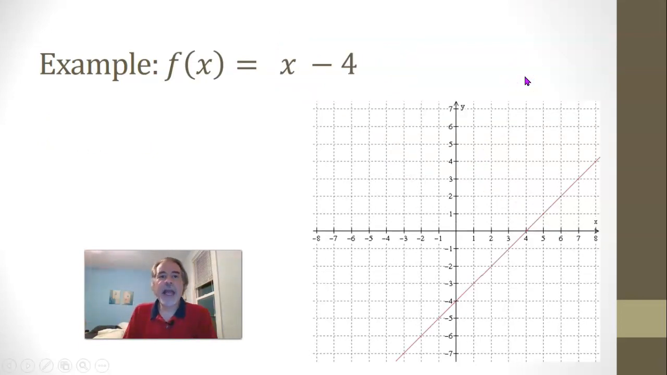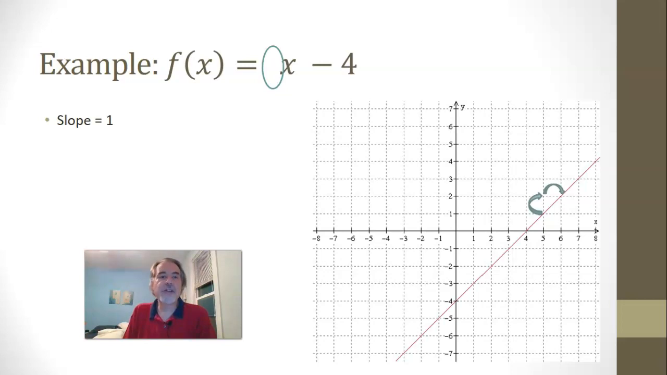Another example, f of x equals x minus 4. The slope of this line would be 1. Just x by itself you can think of as 1 times x. And because the slope is 1, you can think of that as just 1 over 1, so rise over run would be 1 over 1. Go up one space and over one space, and you get to another point on the line.